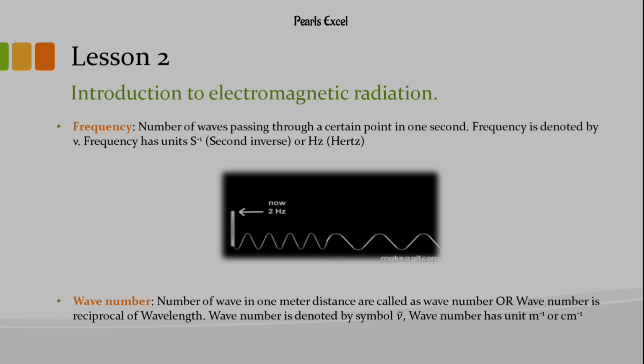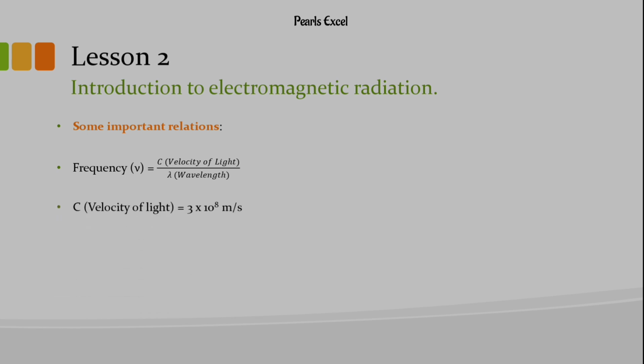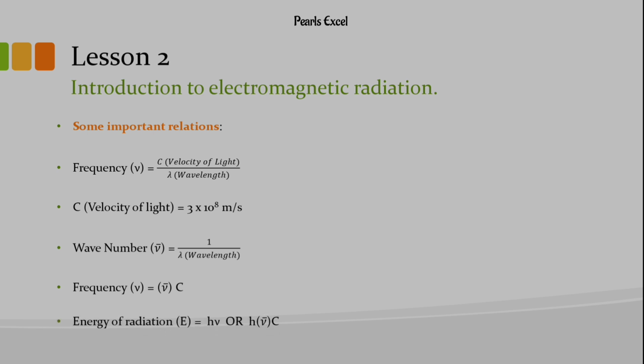After understanding all these terms, let's understand their mathematical relationship with each other through these equations. Frequency is the velocity of light divided by wavelength, where velocity of light is equal to 3 into 10 raised to 8 meter per second. Next, wave number is the reciprocal of wavelength. Putting this in the frequency equation, you will get frequency equal to wave number multiplied by velocity of light. Further, energy of radiation is defined as h nu or h nu bar c, where h is Planck's constant having value 6.626 into 10 raised to power minus 34 joule second.